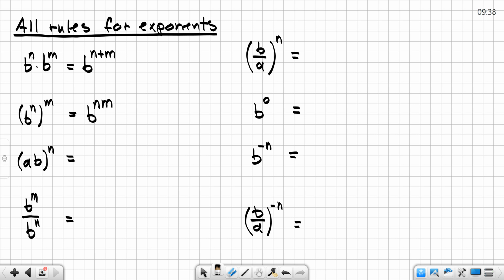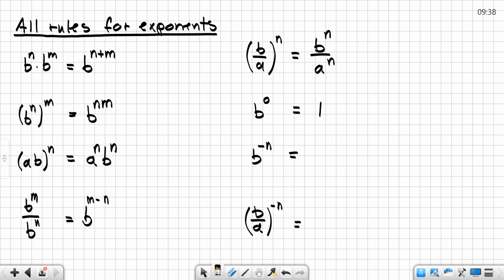a times b to the n. Yes, the exponent moved to both factors on the inside. b raised to the n divided by b raised to the m. Think about it. Top minus bottom. I have to subtract the exponents. I have a fraction and I raise it to some power. That exponent moves to the top and it moves to the bottom. b raised to the 0, that was just equal to 1, as long as b is not 0.